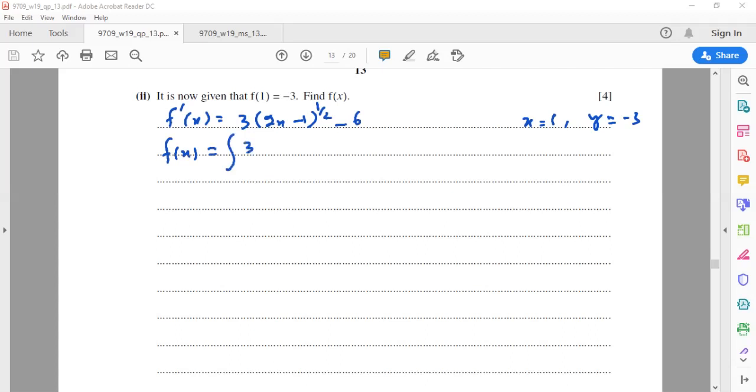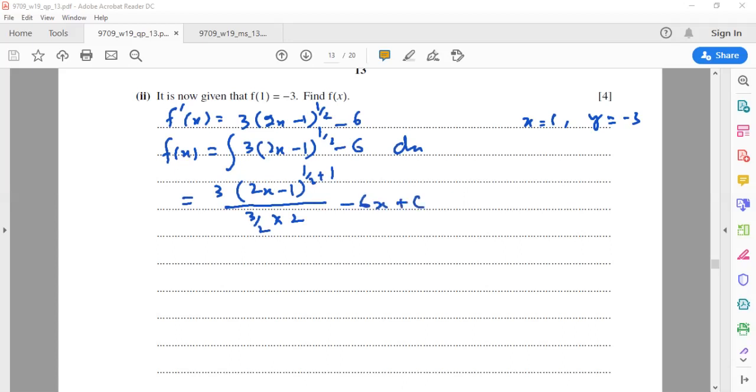And here it's the integration symbol minus 6 dx. Now if you simplify this, 3 as it is, 2x minus 1 half plus 1, which is actually 3 over 2. So I'm writing directly over here 3 over 2 and then derivative of this, which is 2. Minus 6x plus c. You simplify this is cancelled. So we are left with 2x minus 1 power 3 over 2 minus 6x plus c is equals to f of x.